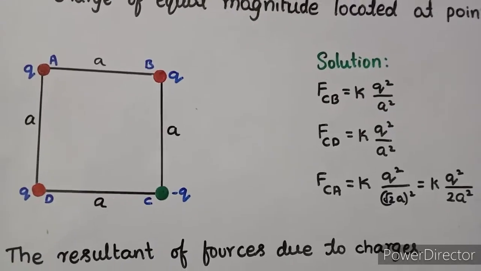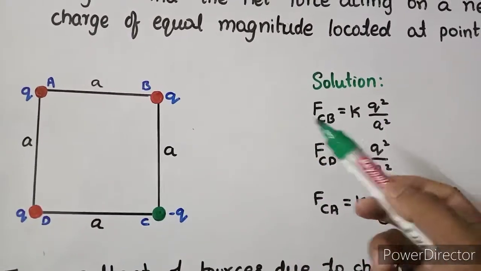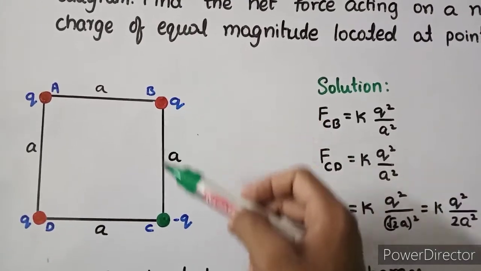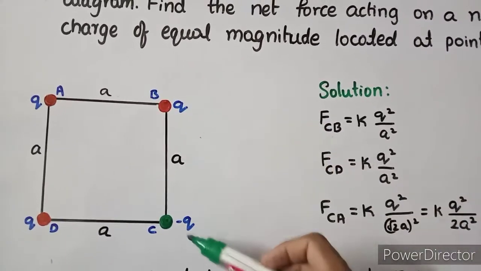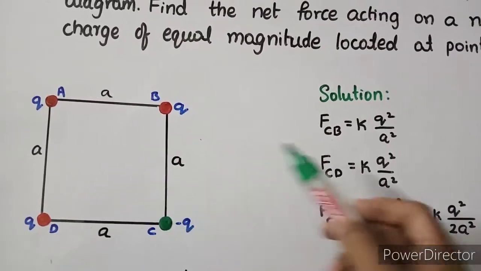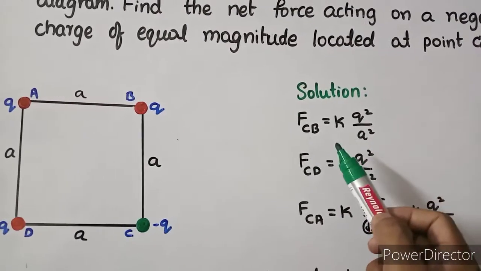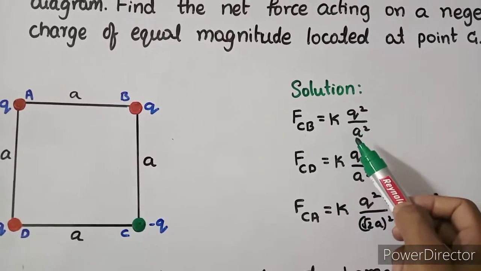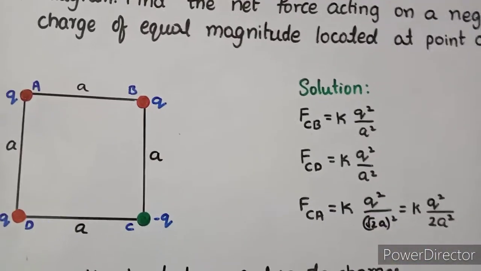So now first, the force of interaction between the charges C and B is given by Q into Q, that is Q square divided by A square, into K, right? K is 1 by 4 pi epsilon naught, Q1 Q2 by R square. Here it is K Q square by A square. You should not consider the negative sign here.